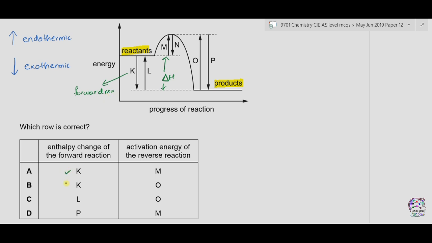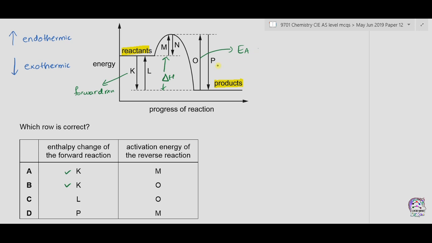So A and B could be the possible options. Second point is the activation energy of the reverse reaction. In reverse reaction, we can see that the products must need this much energy in order to convert back into the reactants. So therefore, the products must absorb energy in order to go to the reactants. So therefore O shows the activation energy of the reaction in reverse direction.